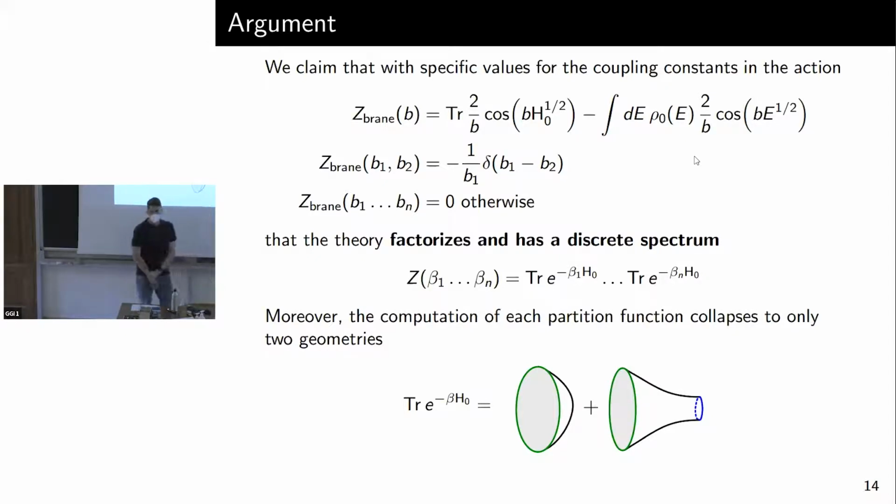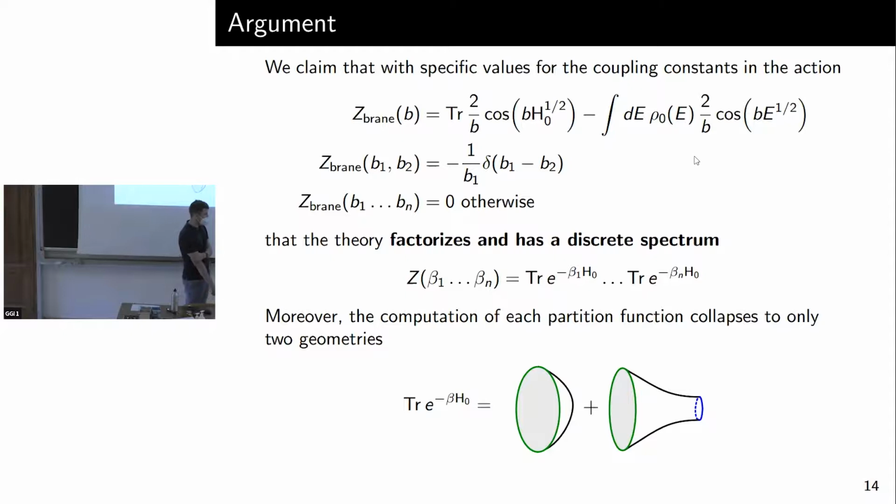Okay, so if you remember the claim, we said that with specific values for the coupling constants in the action, in principle, we could also allow for trilocal and quadrilocal interactions, etc. These are depicted by the Z brains with multiple entries. But those you can prove you all need to put to 0. So with these interactions, we can prove that the theory factorizes and has a discrete spectrum, and that the computation of each partition function collapses to only 2 geometries.